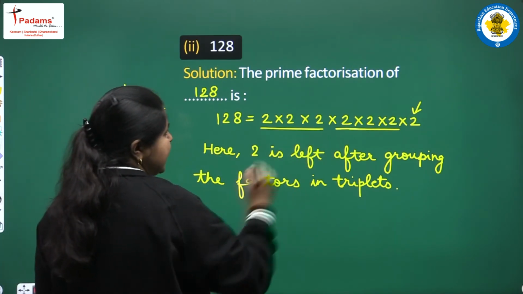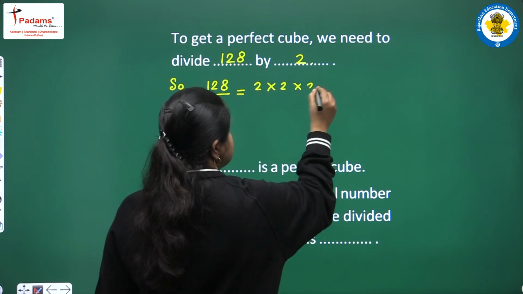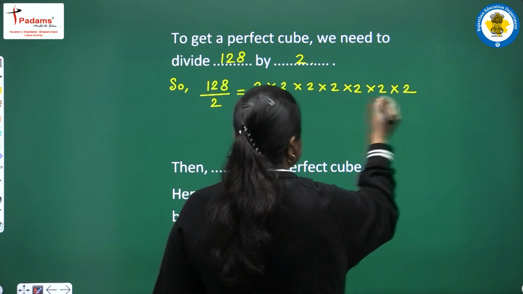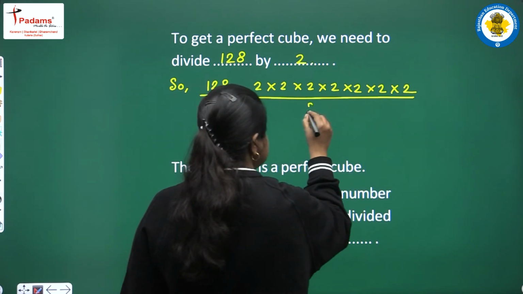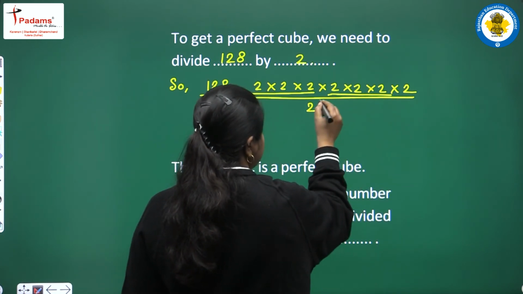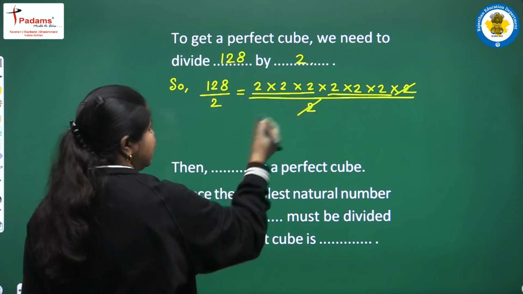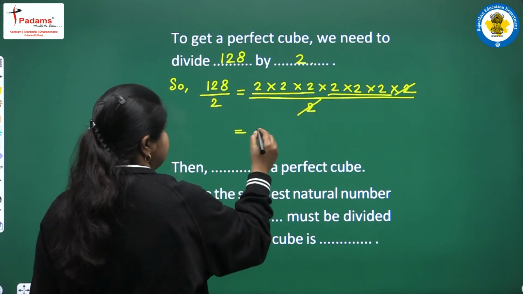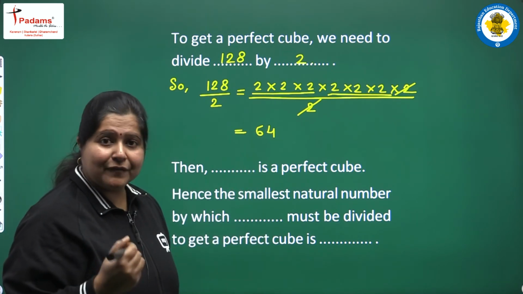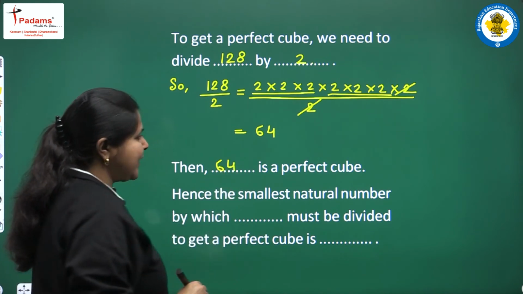देखिए आप, we are having 7 times 2. So 1, 2, 3, 4, 5, 6 and 7. और अब हम RHS में भी 2 से डिवाइड करें तो ये तो है ट्रिपलेट फॉर्म में, ये भी ट्रिपलेट फॉर्म में, और ये एक्स्ट्रा 2 यहाँ से कैंसिल हो गया और हमें मिल गया ट्रिपलेट फॉर्म. If we divide by 2 you will get 64, which is equal to 4 cube. And so 64 is then a perfect cube.